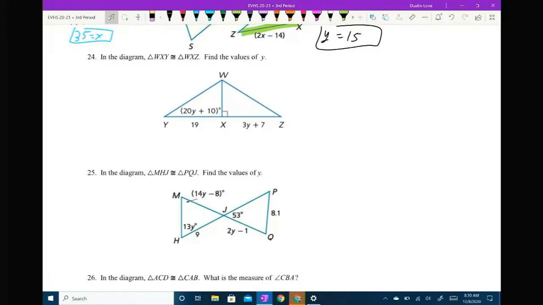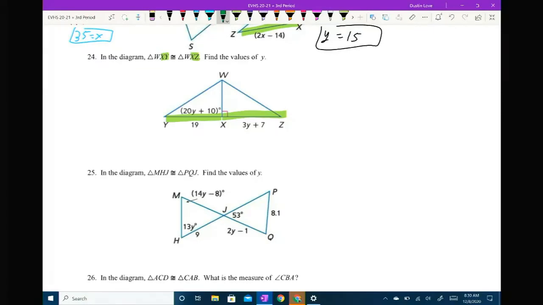WXY is congruent to WXZ. Okay, find the values, it should just be value of Y. Well, here I can see that I've got XZ. XZ is here in position 2 and 3, which is going to correspond to XY. So these two here are congruent. Now, that means I can set them equal to each other.